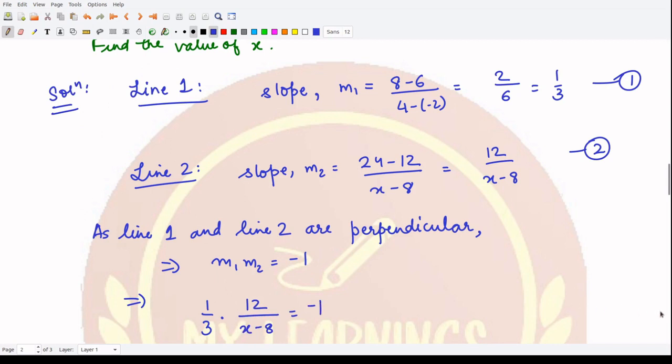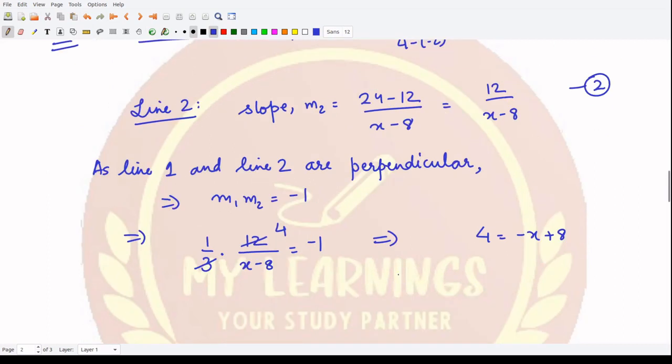So from here the value of x can be calculated when we solve this. We can cancel this 12 with 3, so you have 4 here. So this would mean you have 4 is equal to minus x plus 8. You can solve this very easily. You can shift x to this side and 4 to that side, so you would have the value of x equal to 4. And this is what is required in our solution.